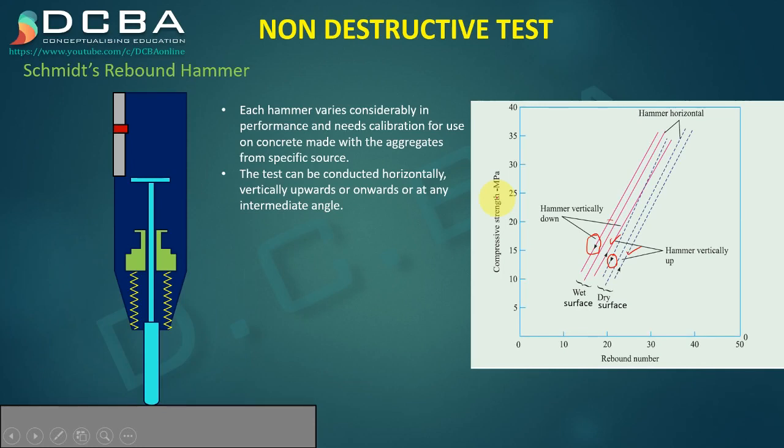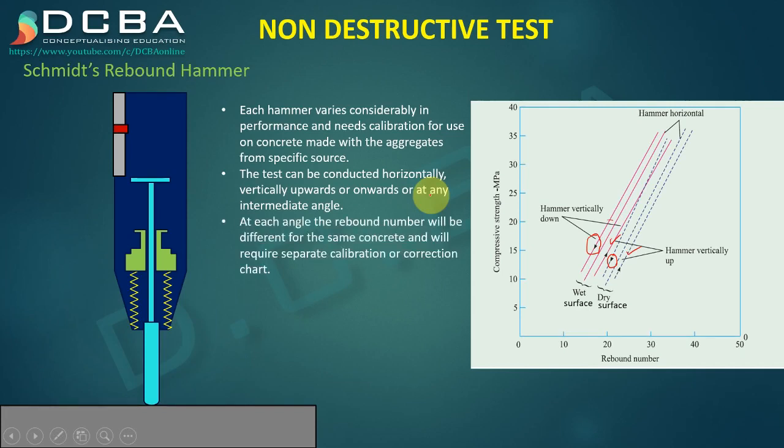But for that intermediate angle, you should have this table. You should know what value of rebound hammer would give what compressive strength. So that table should be with you. At each angle, the rebound number will be different for the same concrete and will require separate calibration or correction chart.